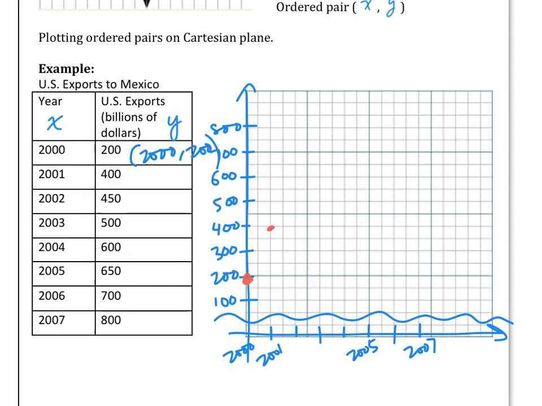And here 2002, 450. 2003, 500. 2004, 600. 2005, 650, 2006, 700, and then 2007, 800. Okay, so very easy. It's just a very quick review on how to plot data.